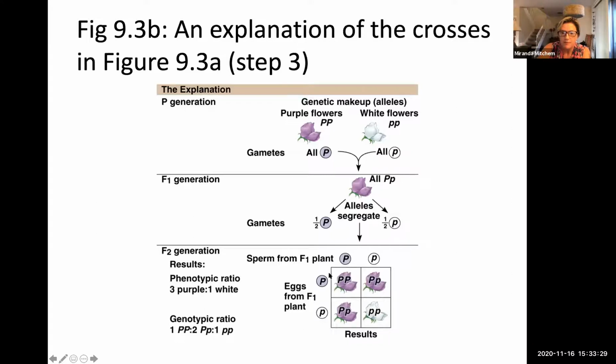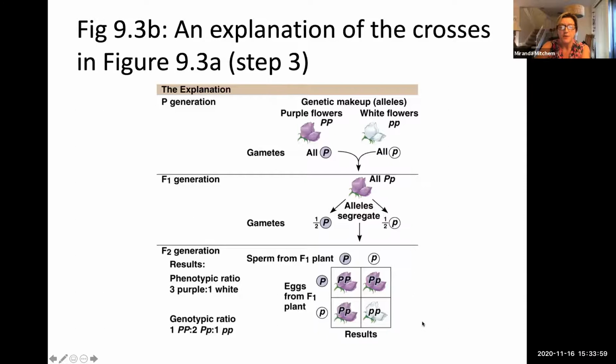Big P and big P gives us the homozygous dominant. Little p and little p gives us the homozygous recessive. And then big P and little p give us the two heterozygotes. So in looking at the F2 generation in the dominant patterns of inheritance, 3 of the 4 predicted progeny would have purple flowers and only 1 of the 4 has white.